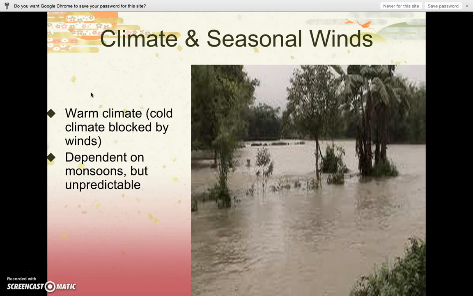So you may also be familiar with the fact that there are monsoons in this part of the world in Southeast Asia. Monsoons are seasonal winds, and they affect the climate and the way of life.